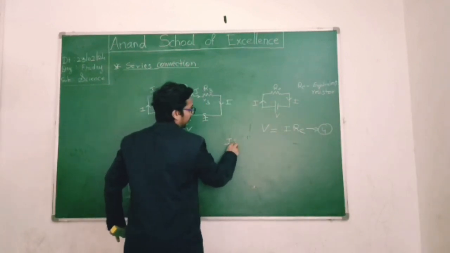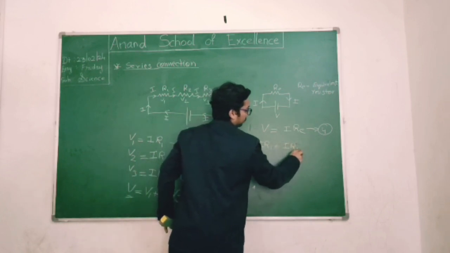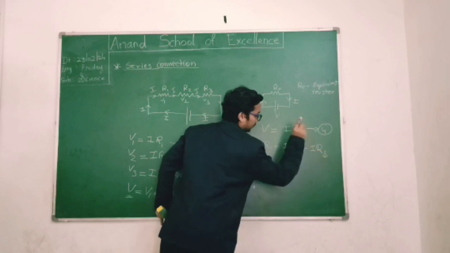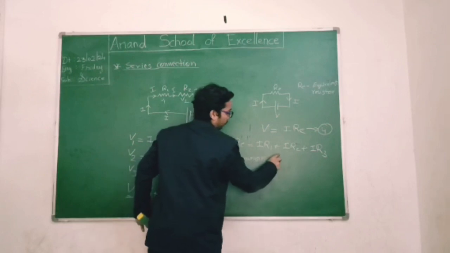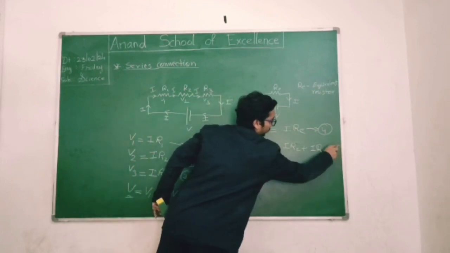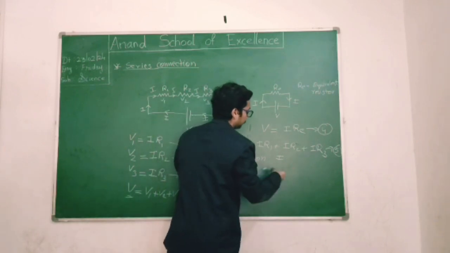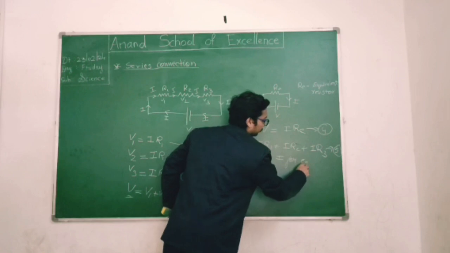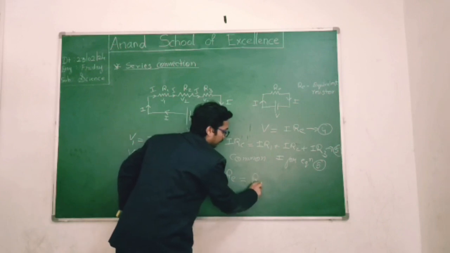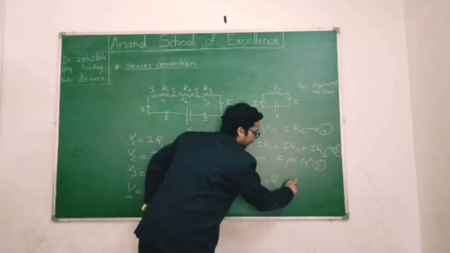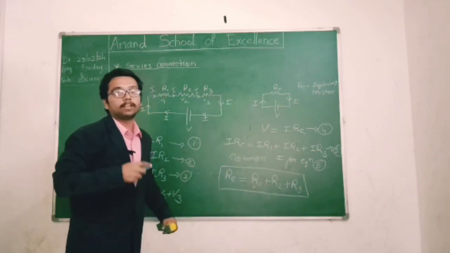Now putting all this in the equation, we get I RE is equal to IR1 plus IR2 plus IR3. As the current is the same, we can take I common from the above equation, that is our equation 5. So we get RE is equal to R1 plus R2 plus R3. This is our required resistance value which we have to derive in board exams.